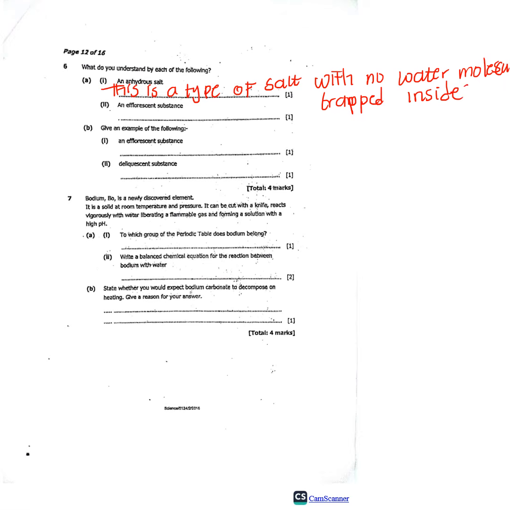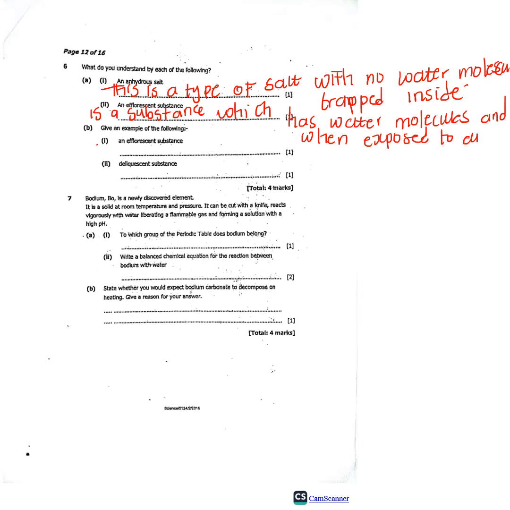Then the other one, an efflorescent substance, is a substance which has water molecules and, when exposed to air, the water will evaporate.